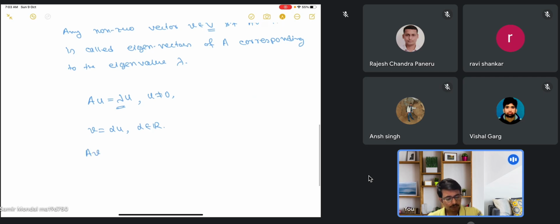Then what can we say about Av? Is this v an eigenvector of A or not? This is my question. I am taking v equal to alpha times u, where alpha is from your field. What can you say about v? Is v an eigenvector of A or not? This is my question.